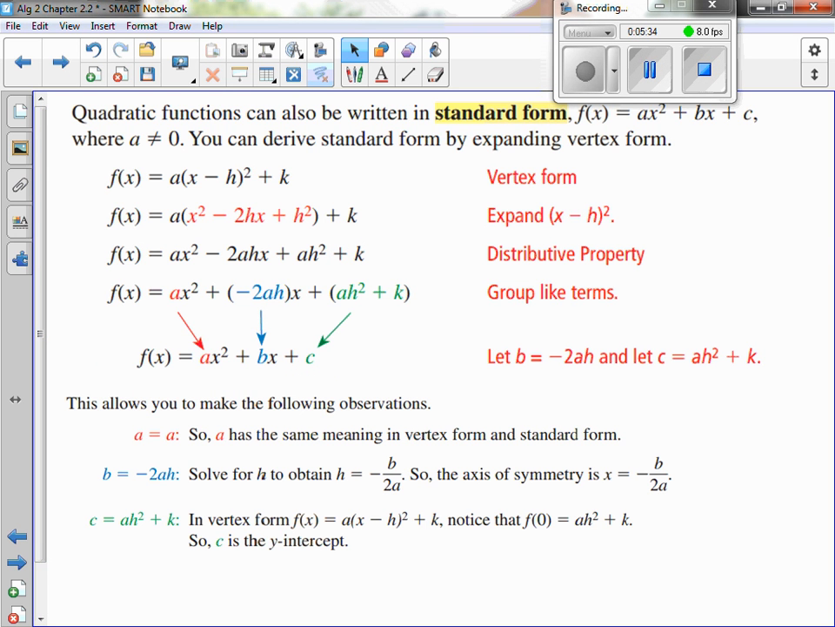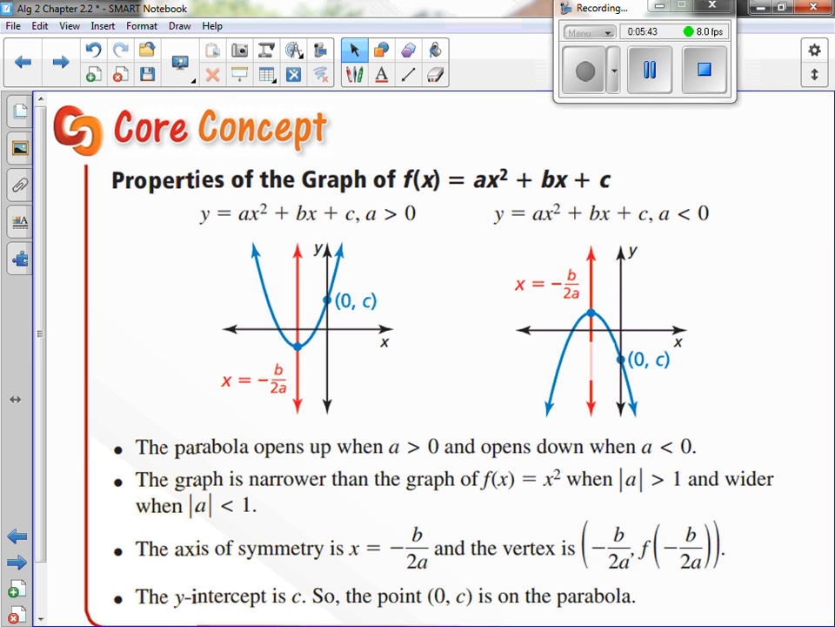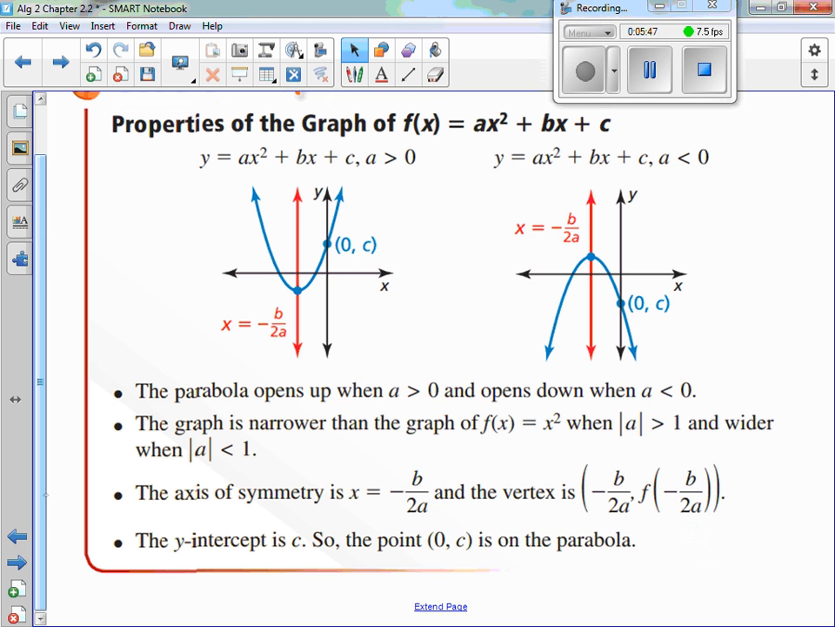Now we could use this here. A is the vertex, negative 2AH will give us our B. B is equal to negative 2AH, so B is equal to this, so on and so forth. Luckily, this should be pretty big on your screen or on your paper. I'll have this here. The vertex is negative b over 2a, comma, f of negative b over 2a.